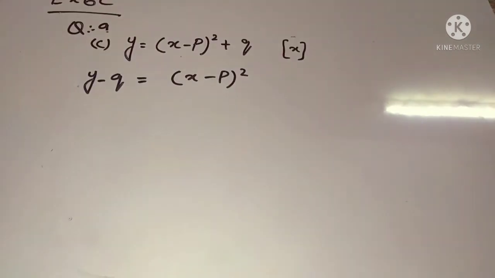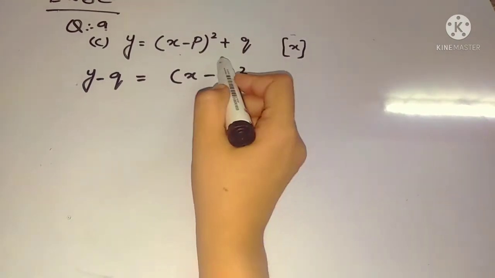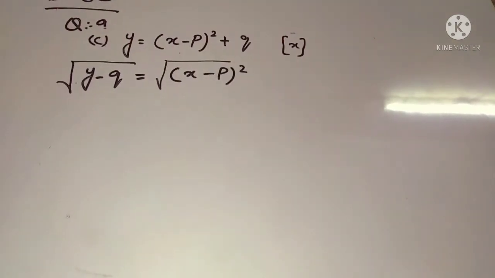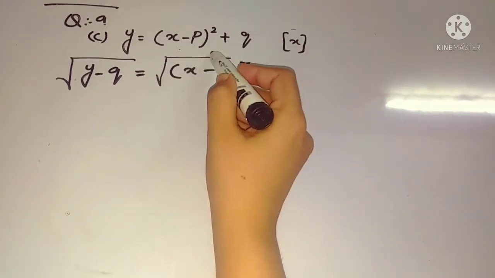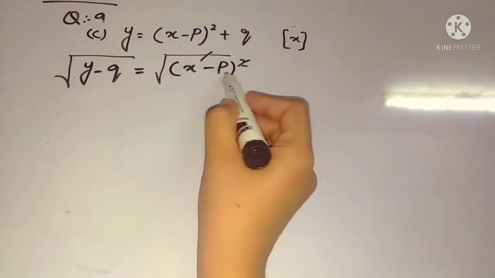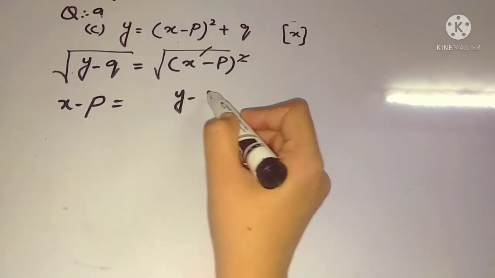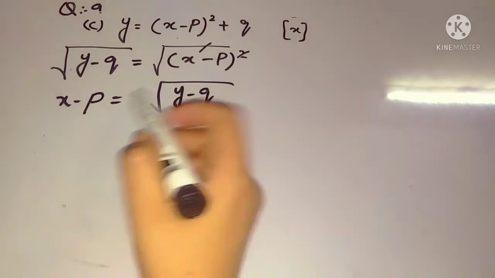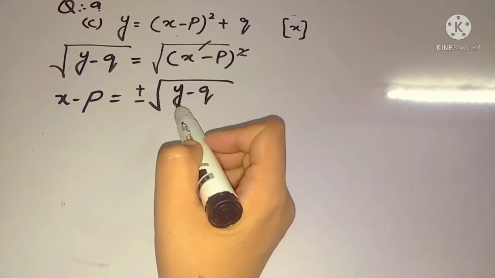I have to make x the subject now, so I don't want this square. To omit the square, you have to take the square root. If you take the square root on one side, you have to take the square root on the other side. Now the square and square root will cancel each other. So x minus p is left, and on this side the square root of y minus q is left. Just remember that with square roots both signs will come, because it can be positive and it can be negative.